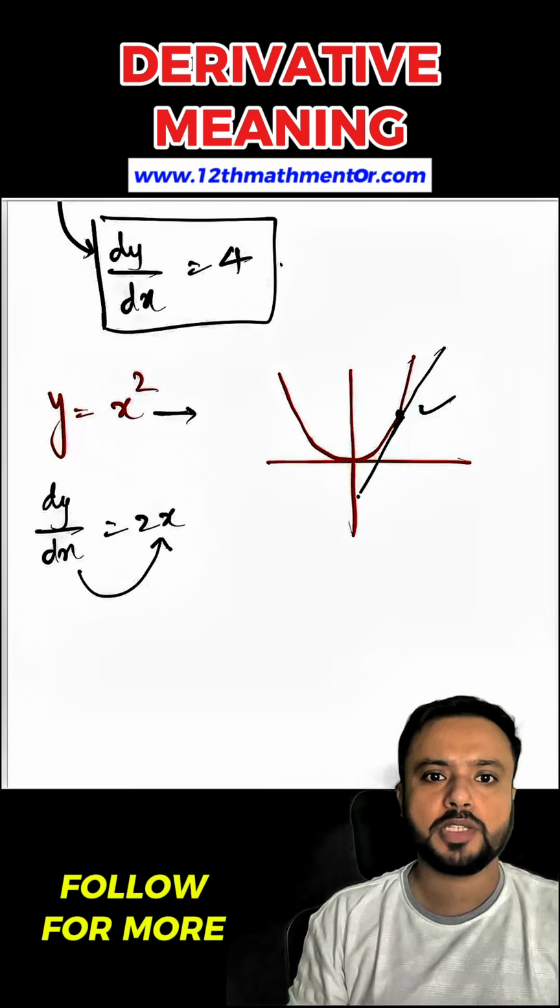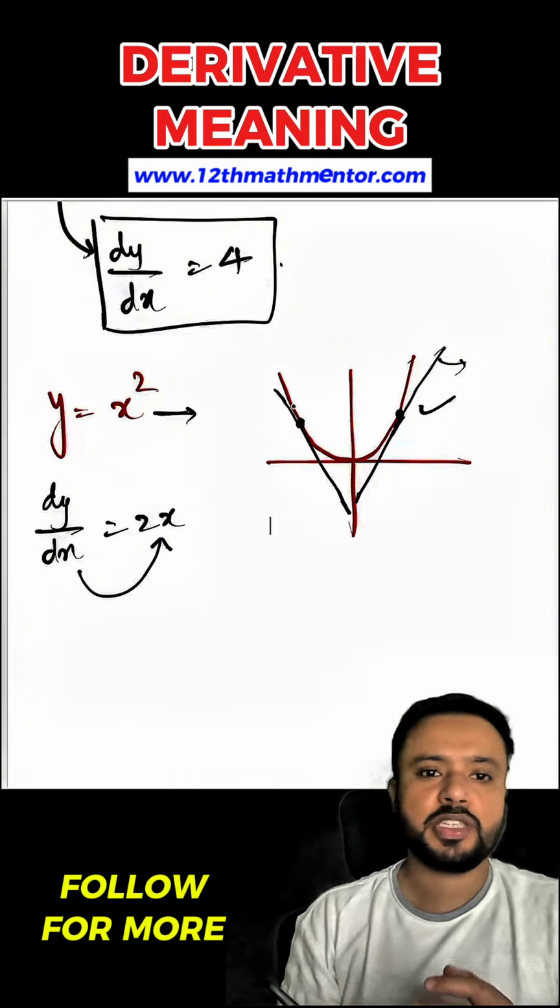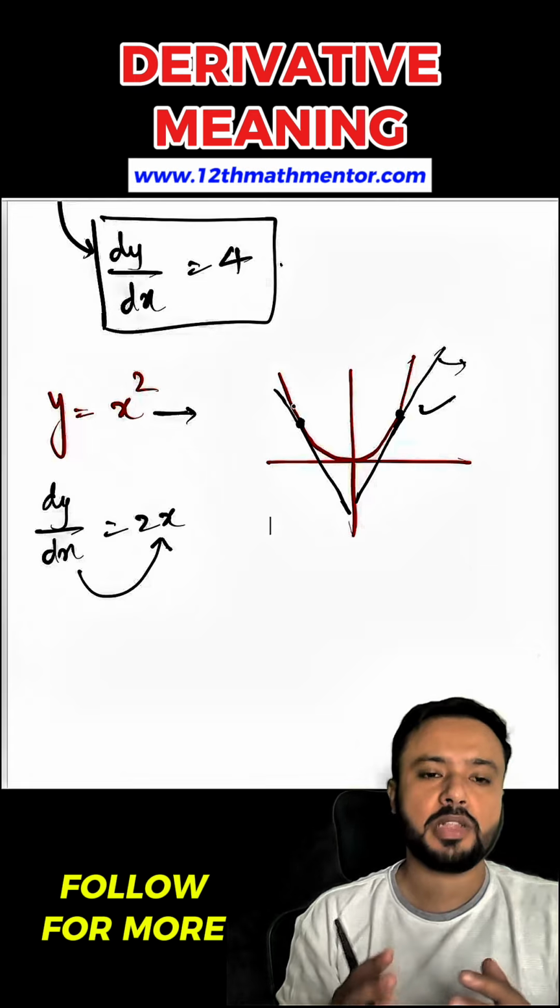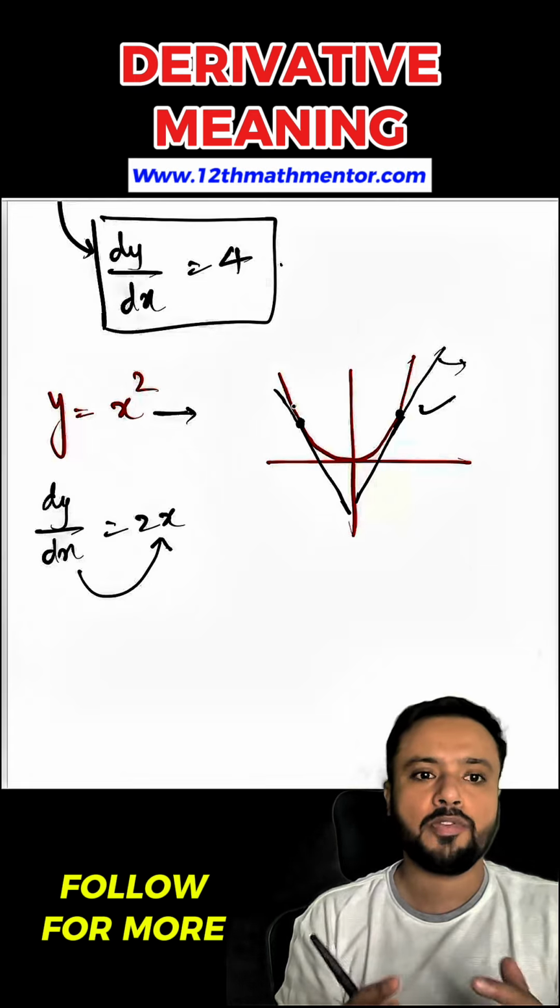For example, the gradient of this particular curve at this particular point would be the gradient of this particular tangent. And if I talk about the gradient of this curve at this point, it will be the gradient of this particular tangent. So basically we can say that the derivative is a method to find the gradient of a given line or a curve.